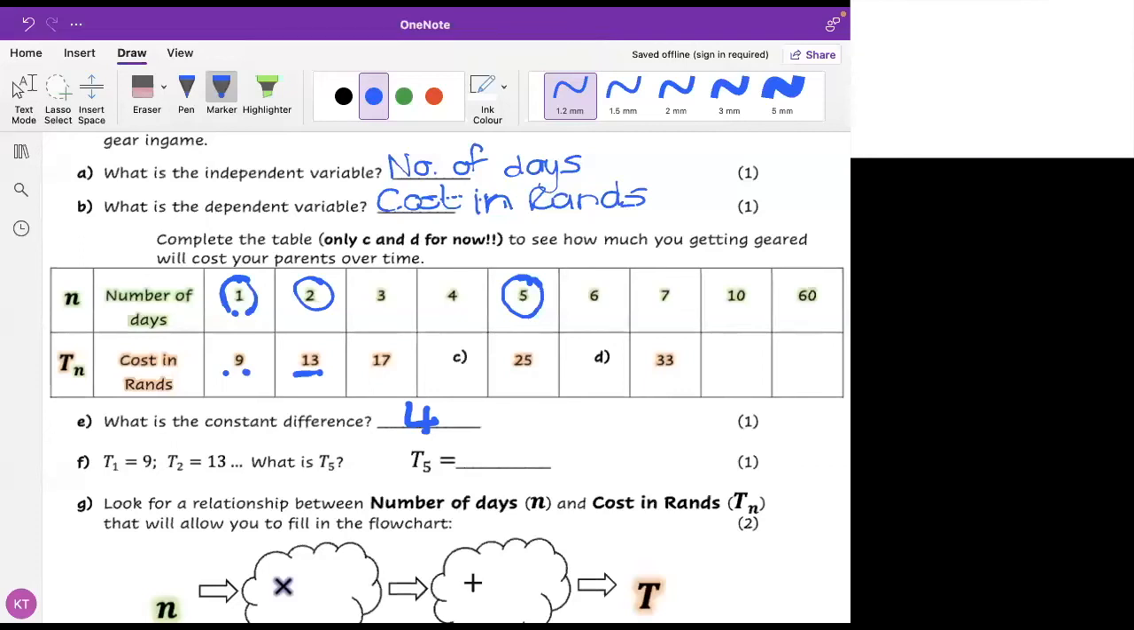Well done. T5 is going to be equal to 25. So I see it almost caught some of you, because some people were telling me 21. So be careful. They were very specific. They said T5. So they wanted 25. Good.